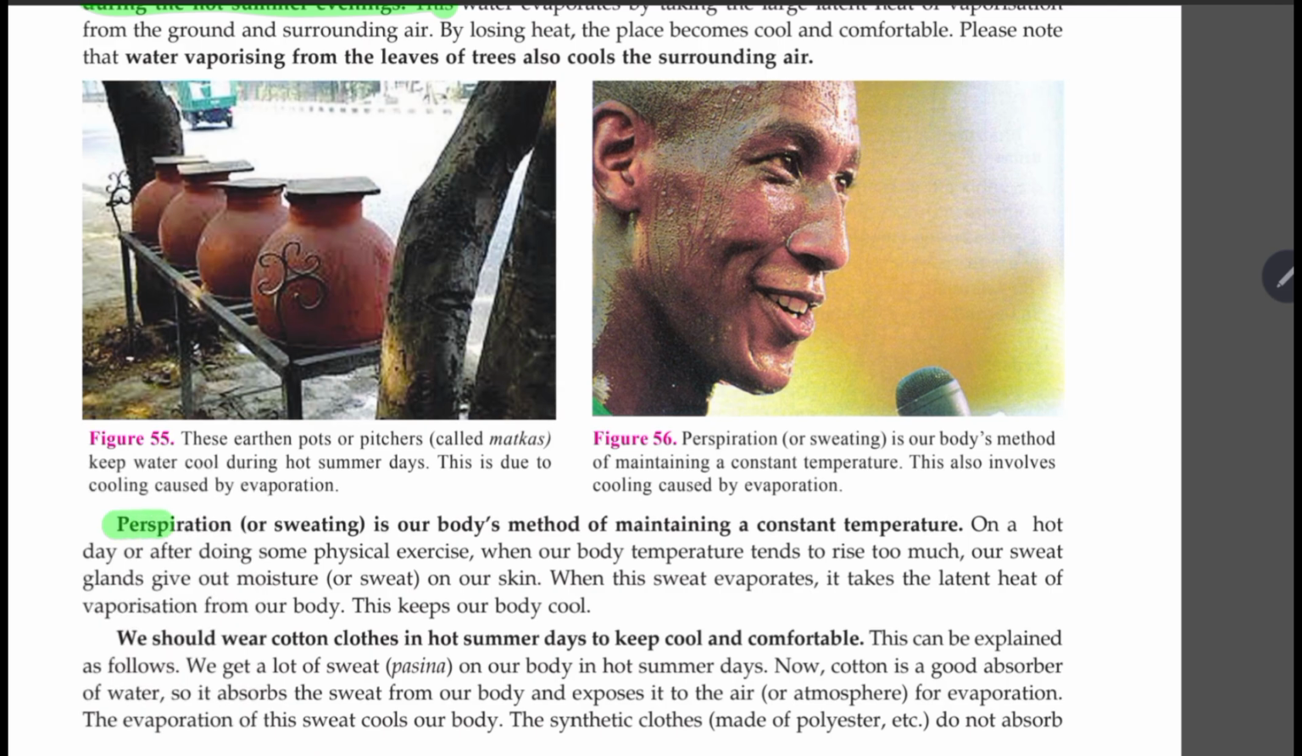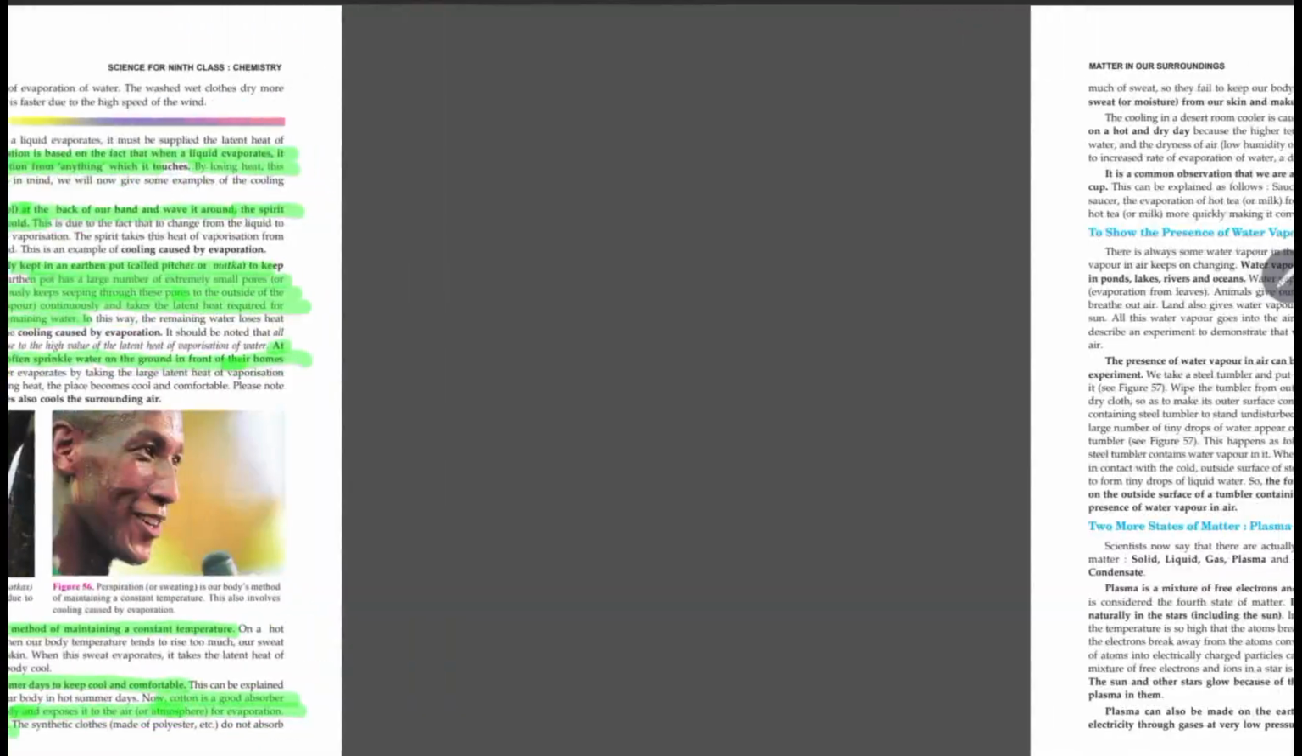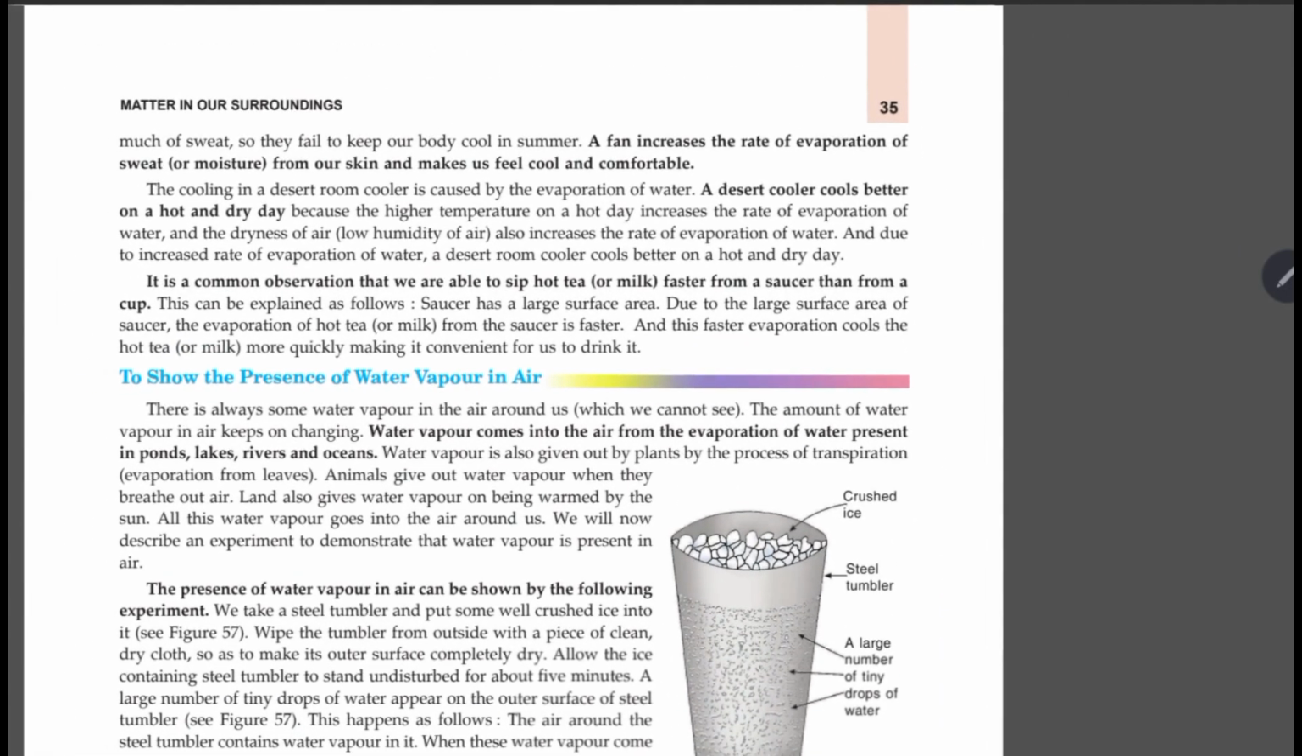Okay. Perspiration or sweating, we have talked about what happens. So why should we wear cotton clothes during the summer? It keeps us cool, it keeps us comfortable. Why? Because of the sweat that you get, cotton is a good absorber of water and it absorbs all the sweat from your body and exposes it to the air by the process of evaporation, thus giving you a cooling effect. So synthetic clothes will not give you this cooling effect during the summer.